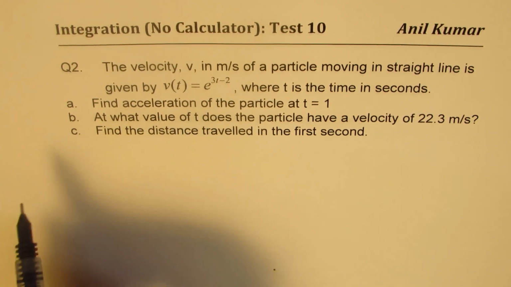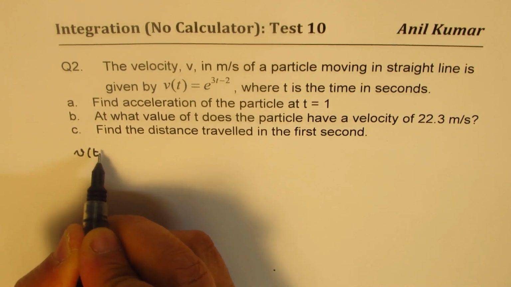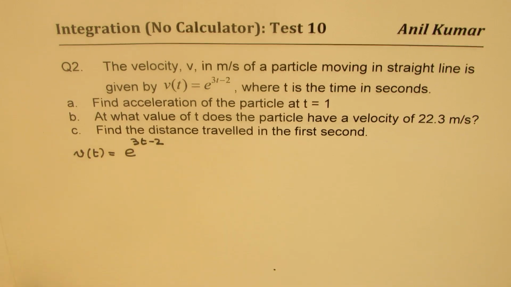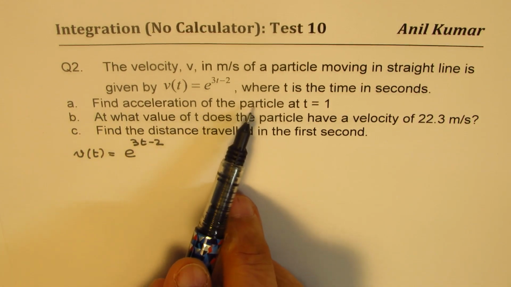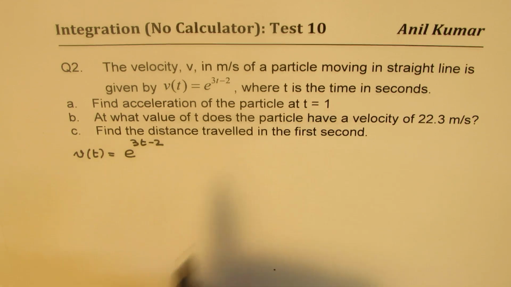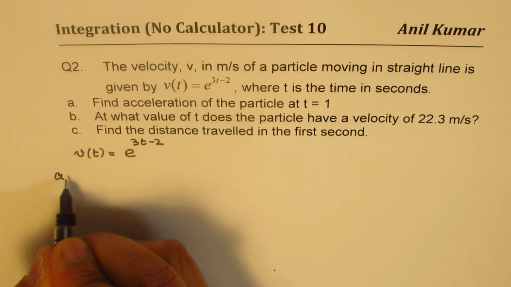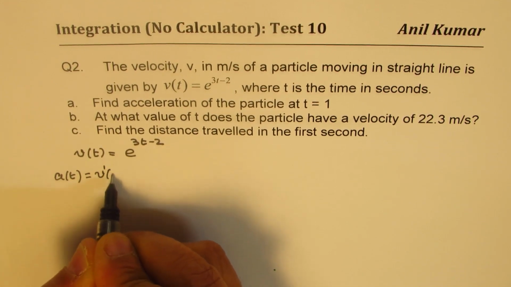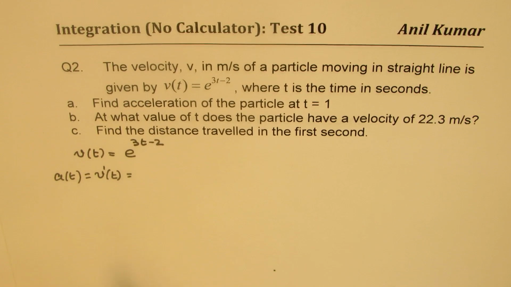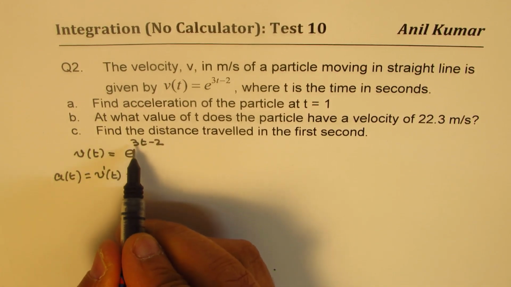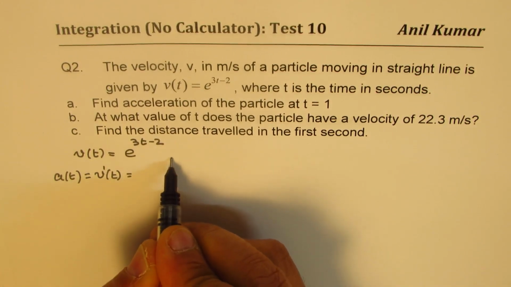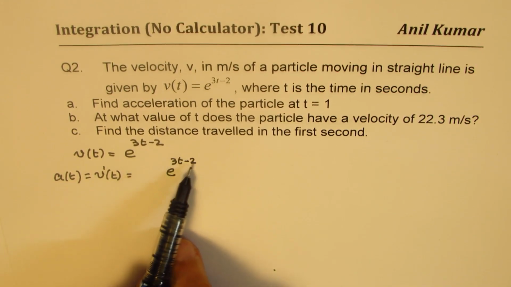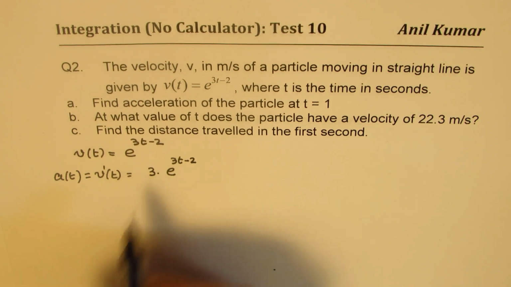So the very first part, we are given that the velocity v is equal to e to the power of 3t minus 2. We need to find the acceleration of the particle at t equals 1. So what is acceleration? Well, acceleration is the derivative of velocity, right? So we'll find the derivative of this. The derivative of the exponential function will be e to the power of 3t minus 2 times the derivative of the exponent, which is 3. So that's what you get, right?